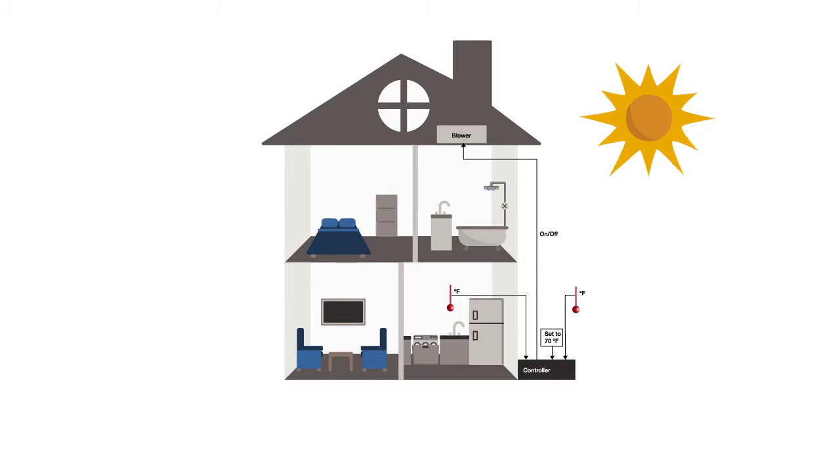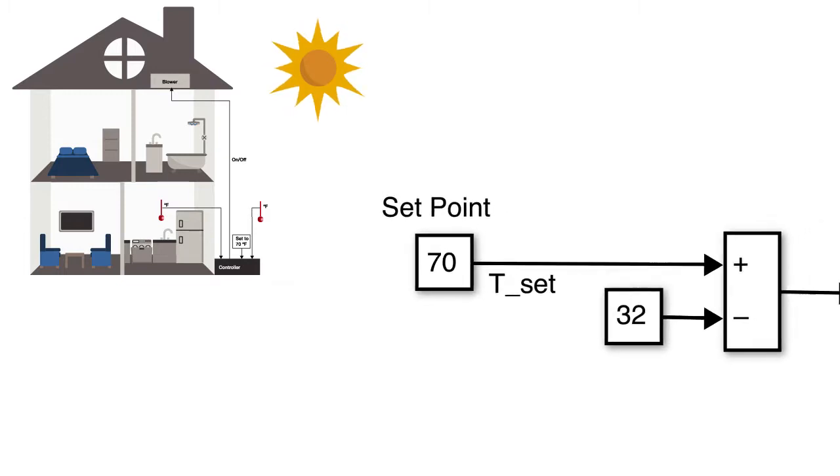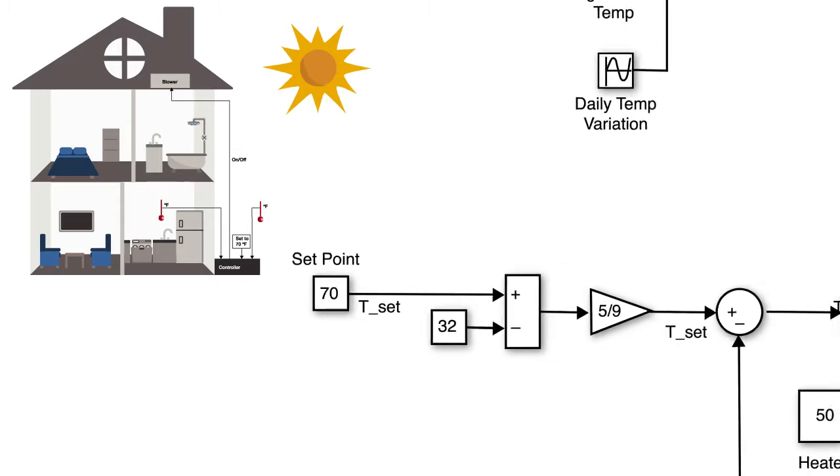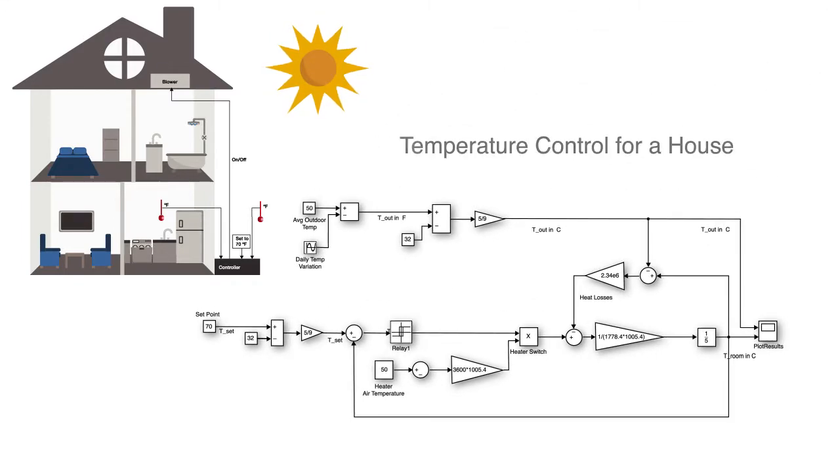When we first start creating a model, such as this temperature control for a house, it's easy for us to understand the purpose of each part. But as it grows in size and complexity, interpreting the model quickly becomes difficult. So, instead of continuing to add more blocks, let's create a model that's easier to understand from the beginning.